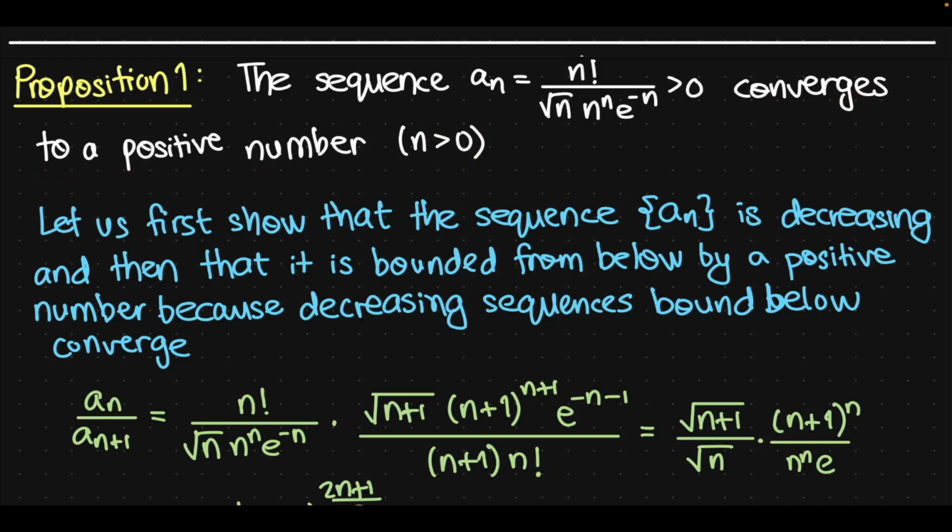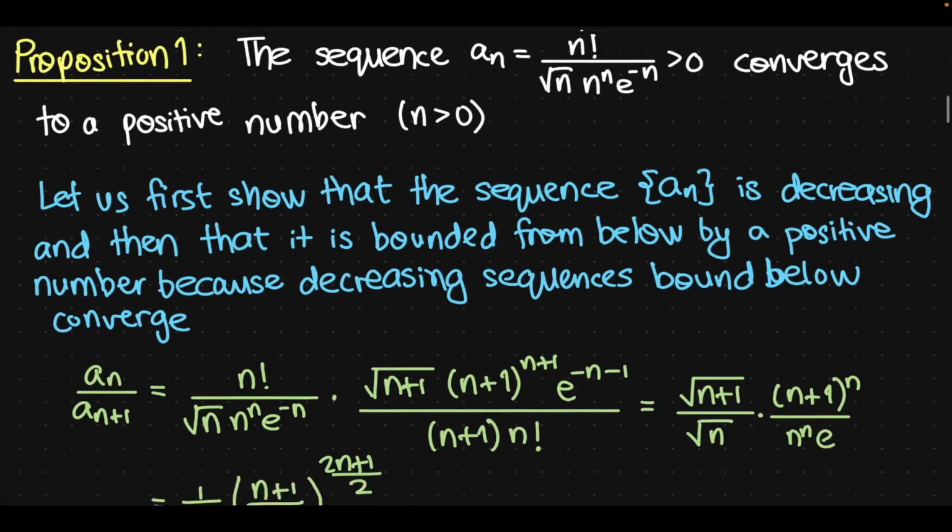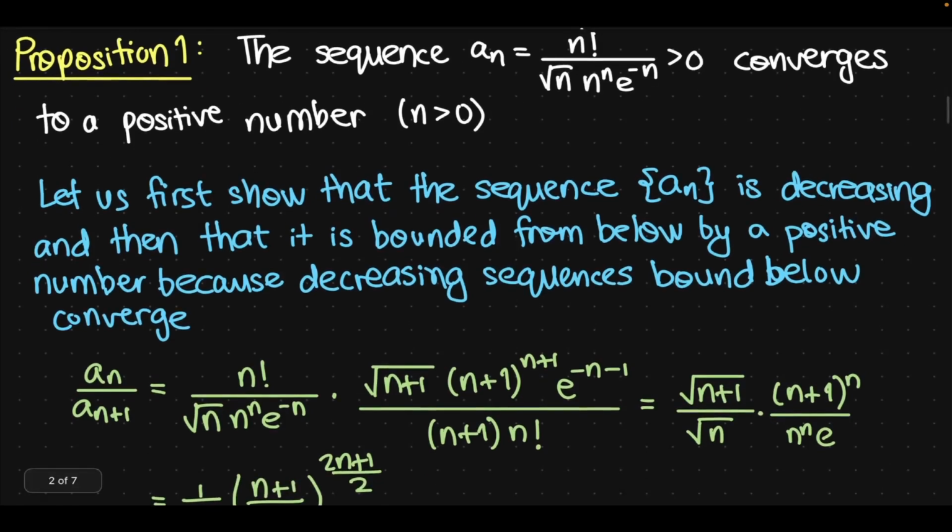I know we haven't talked about series and sequences too much, especially sequences, and the theorems that follow for when a sequence converges and when it diverges, because that falls in the domain of real analysis. But here's a nice result that's going to be useful for us. We need to first show that the sequence a_n is decreasing, and then that it is bounded from below by a positive number.